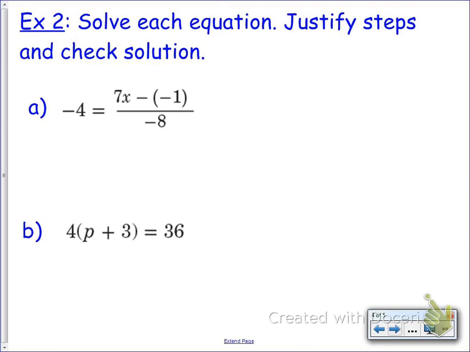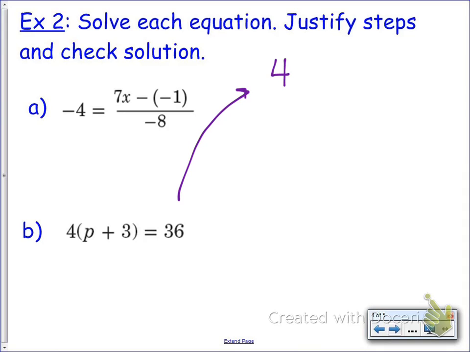Okay, on this example 2, we're going to do b first. If you look at b, it looks like it's being the variable. Remember, ask yourself what is happening to the variable. The variable is p. It's being added by 3 first because it's inside parentheses, and then it's being multiplied by 4. So if I'm going to work backwards, I got to undo what happened last and undo that first. So we said it was added by 3, then multiplied by 4.